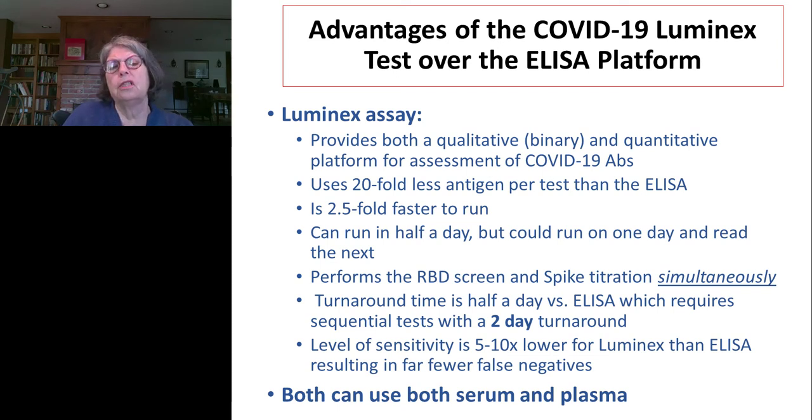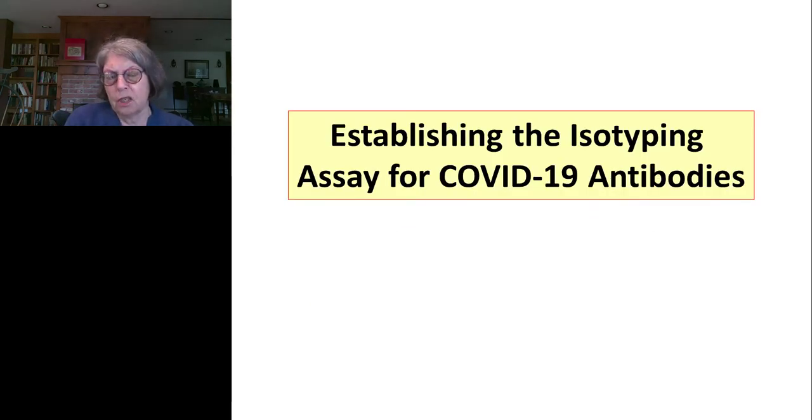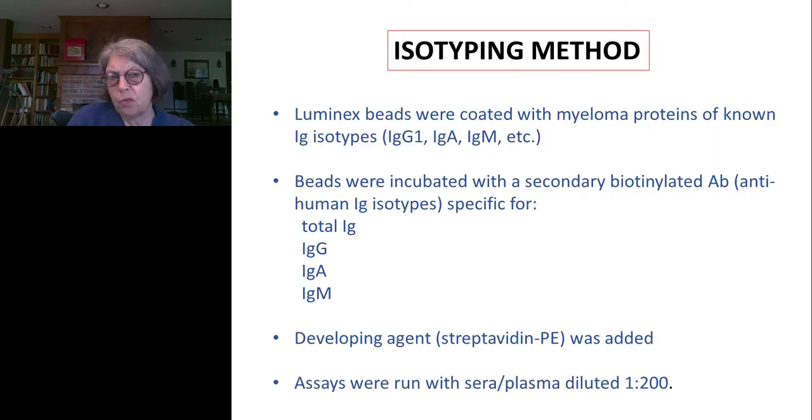But we were particularly interested in looking at what types of antibodies are produced in response to infection with SARS-CoV-2. And so I'm going to show you a series of experiments now looking at the different types, isotypes of antibodies that are in the serum and plasma of patients. So here is the method. It is basically the same method that we used before, but we use antibodies to the various subclasses of, or isotypes of antibodies, and I'll show you that in a minute.